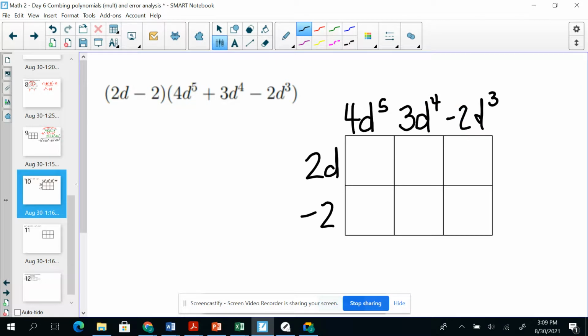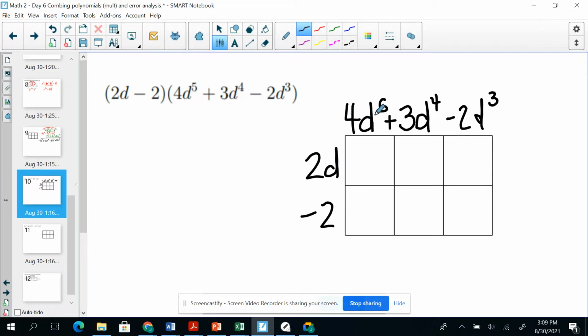When you're setting up your box method, make sure you're paying attention to your pluses and minuses. Sometimes I even just write the problem as is, so 4d to the 5th plus 3d to the 4th minus 2d to the 3rd, in hopes that I keep up with all my pluses and minuses. So we're going to work our way in. This is just like distribution, just a change in organization, because if I distribute my 2d, I'm going to work straight across the top here.